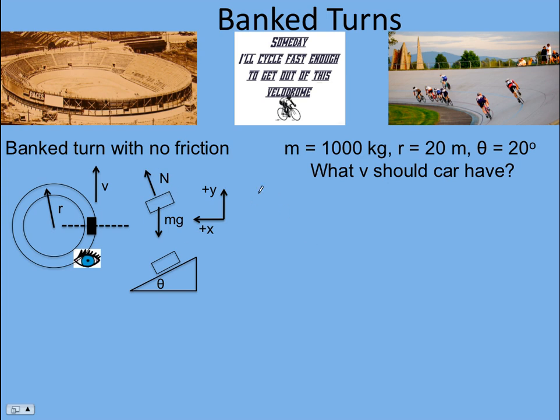And we put our coordinate system so that one axis is in the direction of the acceleration. The acceleration is toward the center of the circle, which would be horizontal, so the x direction is where we have acceleration, no acceleration in the y direction. So let's take a look at the y direction first. The sum of the forces in the y has to be 0, and here I have a component of the normal force in the y direction.